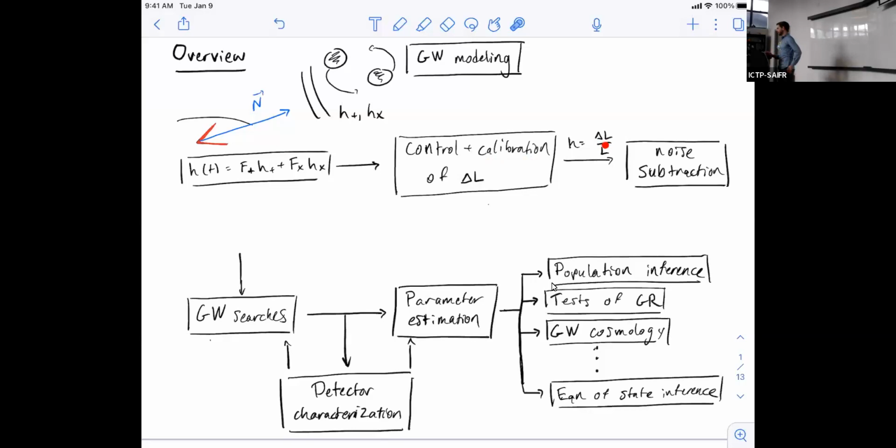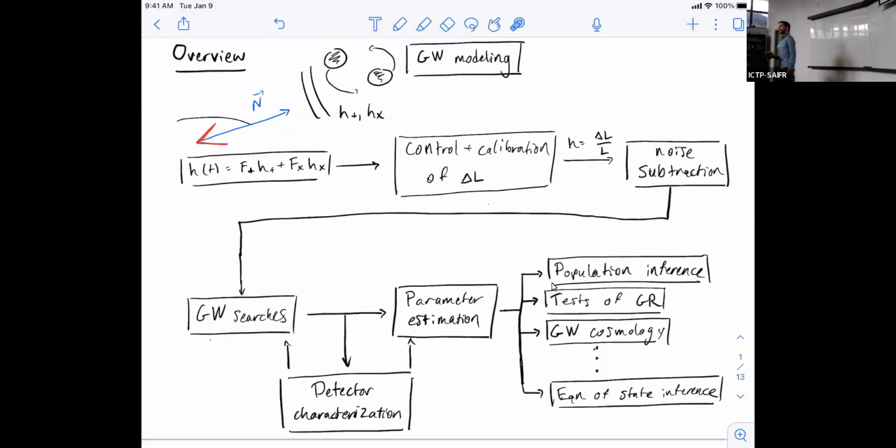And these can often be subtracted coherently. So there's a little bit of a pre-data processing step of noise subtraction. And this then provides us with the strain signal, the h(t), that is used for gravitational wave searches. So the next stage is the gravitational wave searches are run on the data, and I will discuss these today.